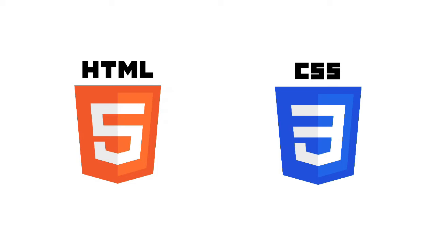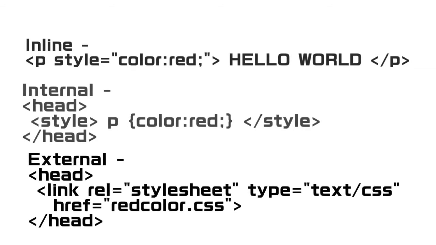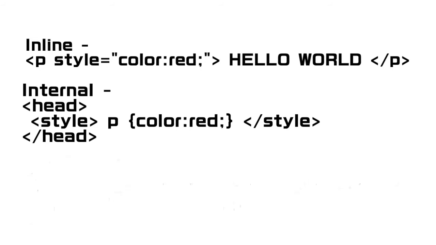Websites aren't entirely coded using HTML. Other languages are used as well, like CSS or Cascading Style Sheets. CSS is used to design your website. There are a multitude of things you can do with it, like changing the color of text and even animating elements in the web page. There are 3 types of CSS: inline, internal, and external. For this video, we will only focus on the inline and internal type.